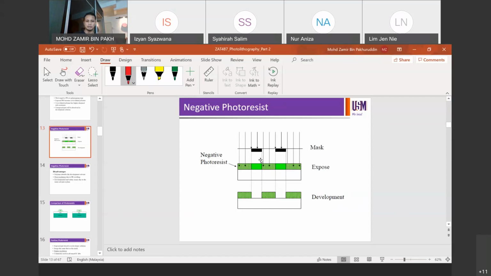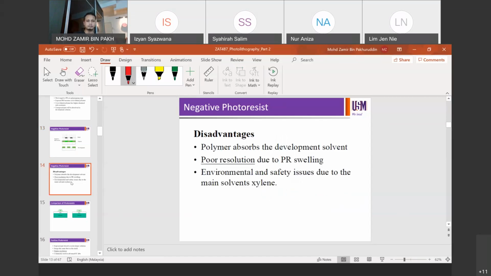Okay, this is the same as the previous slide. So the exposed part will be hardened due to cross-linking of the polymer in the resist.